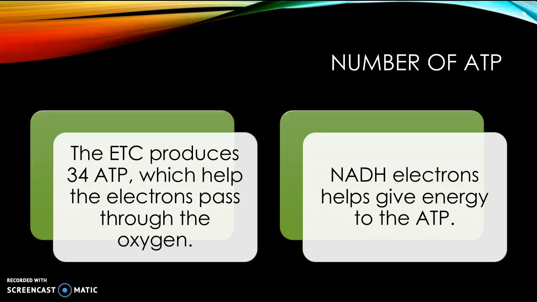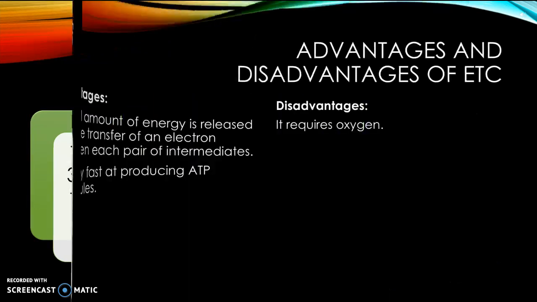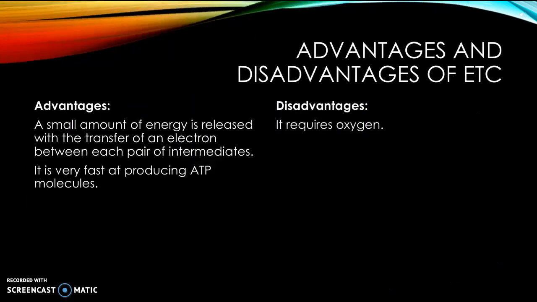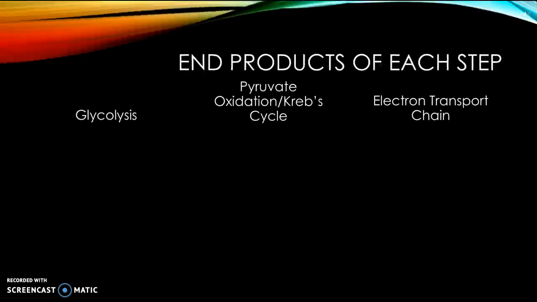The ETC produces 34 ATP, which help the electron pass through the oxygen. NADH electrons help give energy to the ATP. Advantages of the ETC are that a small amount of energy is released, and it is very fast at producing ATP molecules. A disadvantage of the ETC is that it requires oxygen.